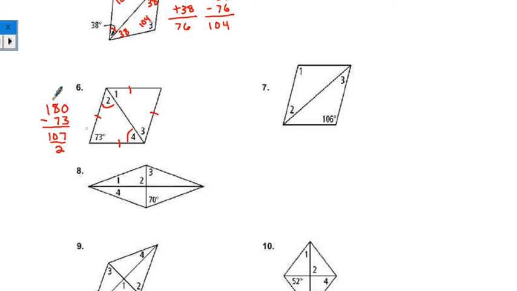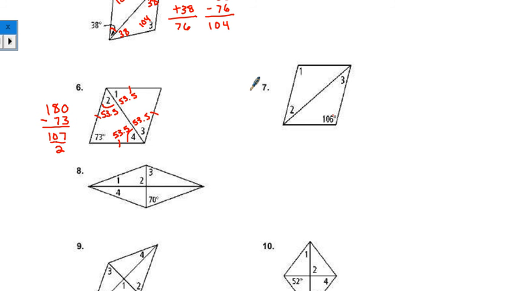Each one of those angles is going to be 53.5. Then the diagonals bisect opposite angles, so if this side is 53.5, this one's got to be 53.5. Same thing up here, 53.5. So actually all 4 of the angles they asked about are all 53.5.